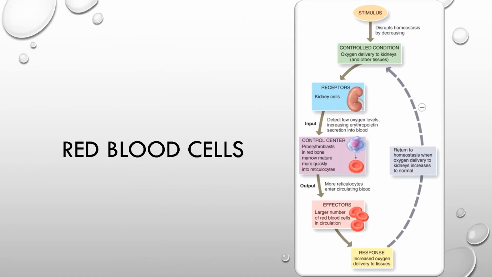So here we have that feedback loop. So we have a decrease in oxygen delivery to the kidneys, and really it's to all of your tissues. You're having decreased oxygen delivery to all your tissues, but it's just going to be the kidneys that detect this. And so the kidneys think, well, if we're detecting low oxygen, there must be low oxygen everywhere, so we need to do something about it. So the kidneys detect these low oxygen levels and they synthesize and secrete erythropoietin into the blood.